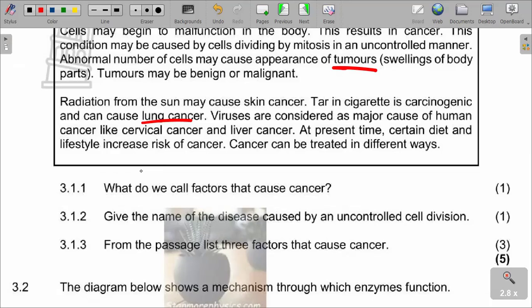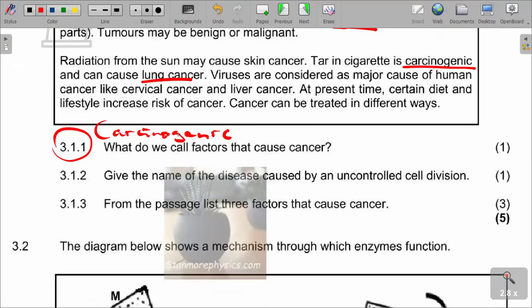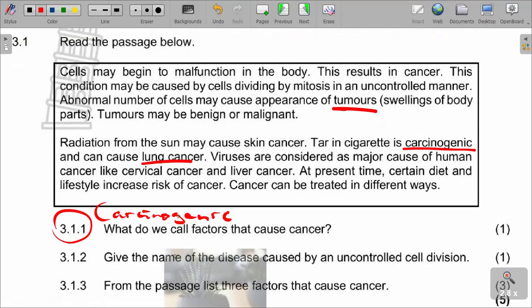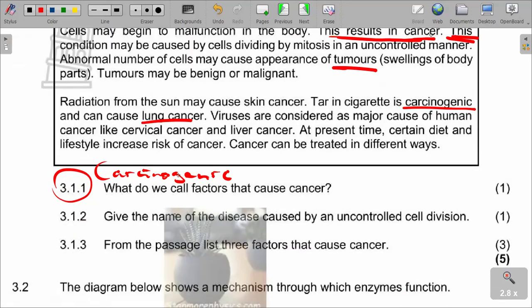The first question is saying, what do we call factors that cause cancer? Tar is carcinogenic and can cause lung cancer. They are carcinogenic. And then give the name of the disease caused by uncontrolled cell division. It is given that this condition may be caused by cells dividing by mitosis in an uncontrolled manner. This results in cancer. Cancer is the condition that is caused by uncontrolled cell division.